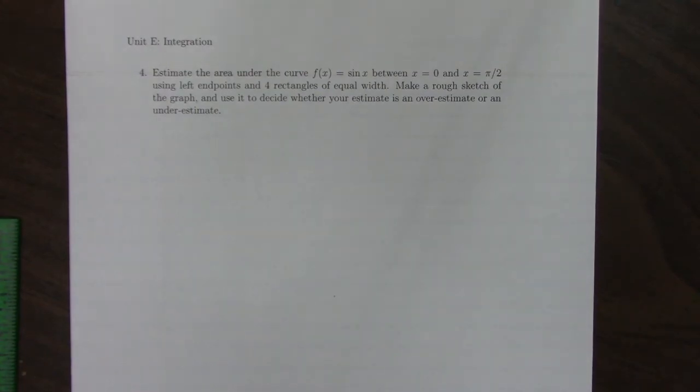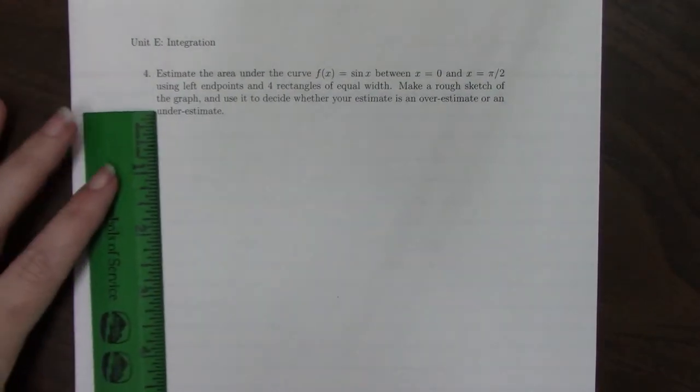Problem 4 says to estimate the area under the curve of f of x equals sine of x between x equals 0 and pi over 2 using left endpoints of 4 rectangles of equal width. And then make a rough sketch of the graph and use it to decide whether your estimate is an over or an underestimate. So I'm going to start by sketching our graph.